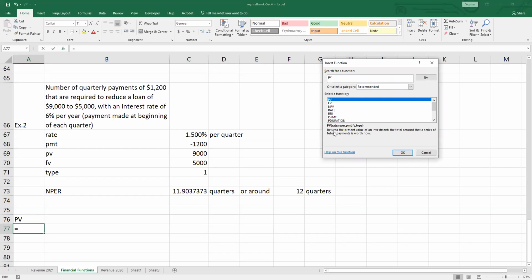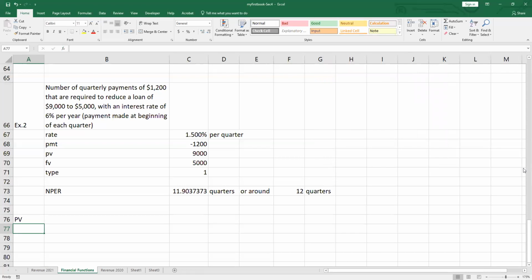PV will return the present value of an investment, the total amount that a series of future payments is worth now. For example, somebody may use PV to calculate the amount of money that an insurance company will pay us, or the amount of money that the bank will give you as a loan if you request it. Let's see in the examples, and then I'll explain how it works.